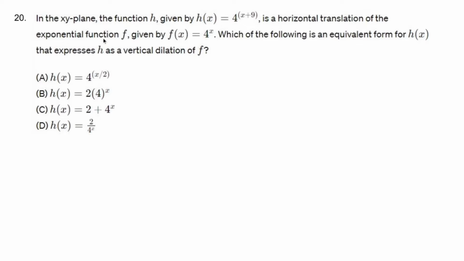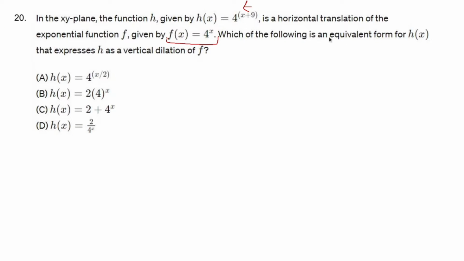In the xy plane, the function h is given by h of x equals 4 to the x plus 9, and it's a horizontal translation of the exponential function f. Well, we could see that because we have positive 9 trapped inside the x parentheses, which means we move it left, a negative horizontal translation. So there's the regular function. By adding 9 inside the parentheses, we move left 9.